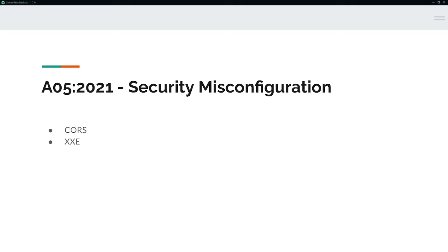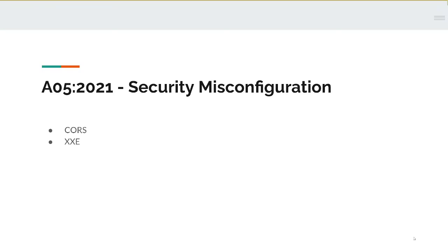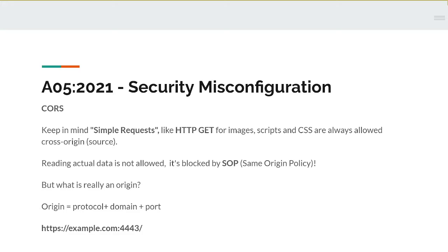All right, so the next topic, the one I'm going to discuss, is about security misconfiguration. To be more specific, I will discuss cross-origin resource sharing, XXE, XML external entity injections, right? One thing even before starting regarding CORS that I would like you to keep in mind is that simple requests, as we call them, like HTTP GET for retrieving images, scripts and CSS files, are always allowed by cross-origin. What is not allowed is reading actual data, and the reason behind it is SOP, same origin policy.